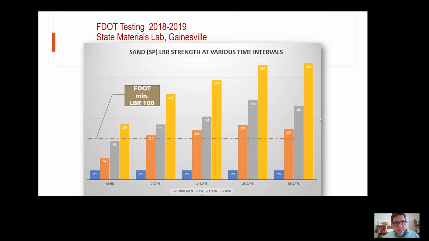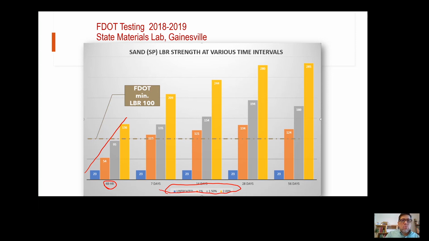Now, the DOT also did some testing independent from us, and they mixed sand with various percentages of Consolid. Here at the bottom, you're seeing 1 to 2% Consolid added. Initially at 48 hours, which is how long the test is supposed to be kept underwater before testing by a penetration method, you're seeing a consistent increase in strength with different percentages of Consolid. The more Consolid, the higher the strength.